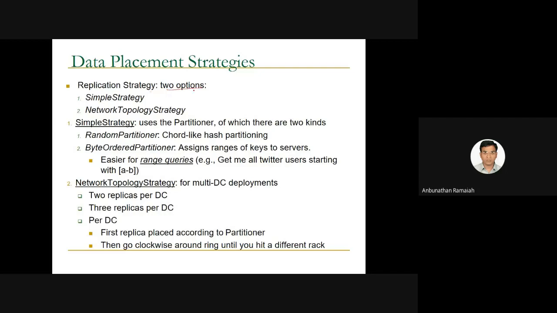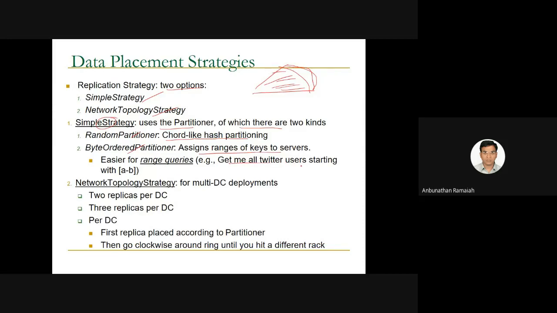The replication strategy, two options are there: simple strategy and network topology strategy. Simple strategy, in our exercise we are going to use simple strategy only. It uses a partitioner, of which there are two kinds: random partitioner and byte ordered partitioner. Random partitioner is like hash partitioning. You see from this to this, hash values will change. Byte ordered partitioner assigns ranges of keys to servers, easier for range queries.